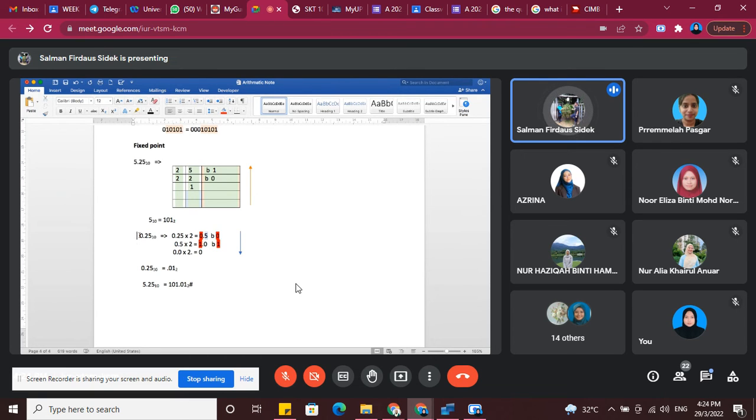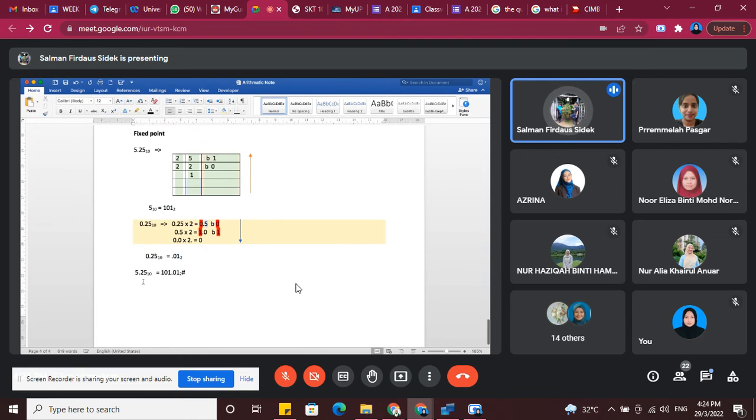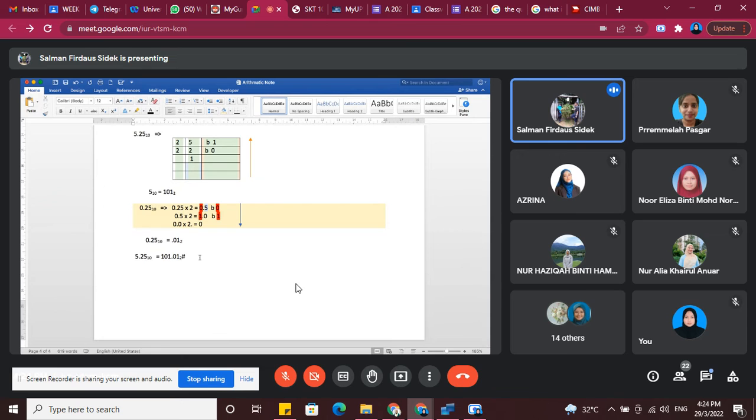So teknik ni je yang kita tambah petang ni. Teknik ni dia lain sikit daripada tadi. I put it in orange color. So ini untuk floating point. Okay, of course kita boleh semak jawapan kita, tak ada masalah. Nak semak macam mana? Biasalah daripada binary. We check our answer.